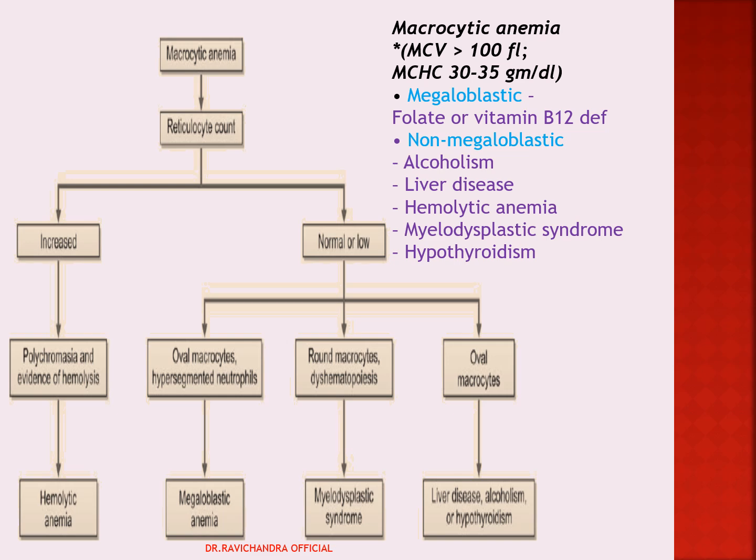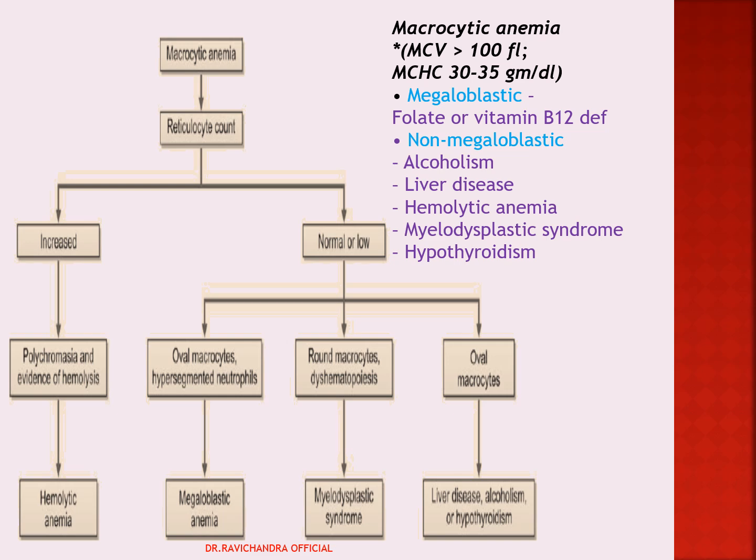So, macrocytic anemia in a nutshell: MCV will be more than 100 femtoliters. The causes can be megaloblastic and non-megaloblastic. Megaloblastic is because of folate or vitamin B12 deficiency. Non-megaloblastic causes will be alcoholism, liver disease, hemolytic anemias, myelodysplastic syndrome, and hypothyroidism.